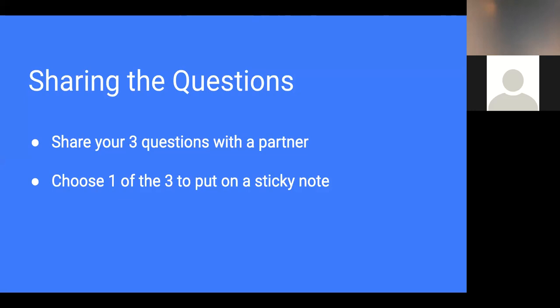After they share with a partner, then they are going to choose one of the three to write down on a sticky note. Maybe the one they labeled as number one, but sometimes I will tell them, if you heard your partner had the same question, maybe you should pick number two, just to get a different question out there. So they're going to write down one on the sticky note.